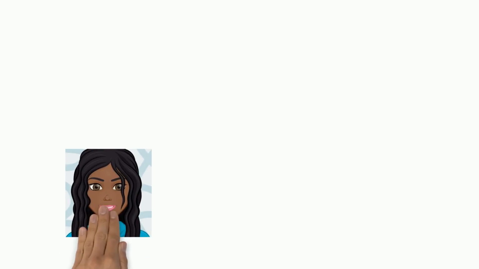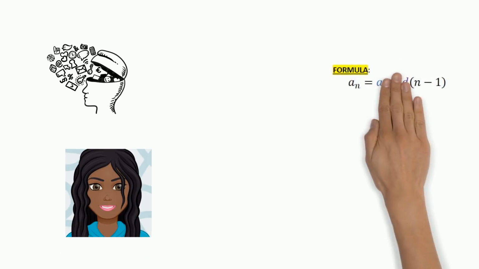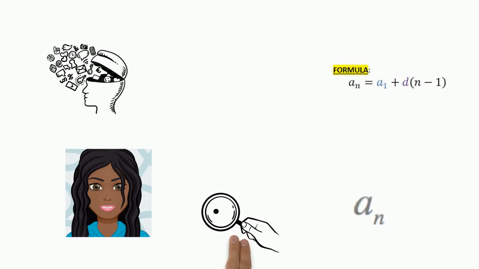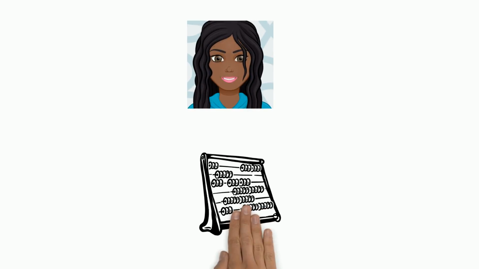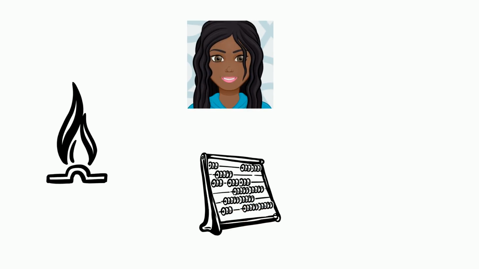Now that Miss Merritt has the knowledge of how to work with the explicit formula, she will be able to find any number in an arithmetic sequence. Like Miss Merritt always says, mathematics is lit. I mean, it's really fire.